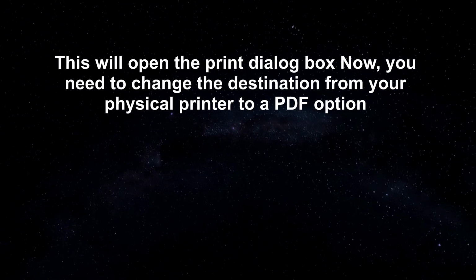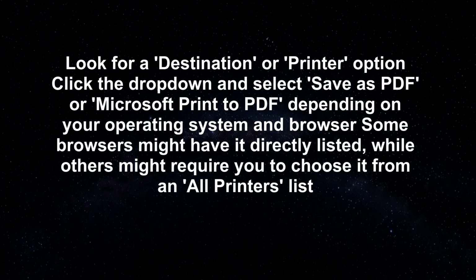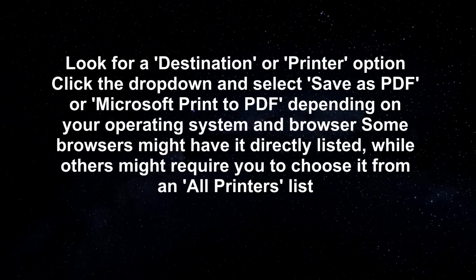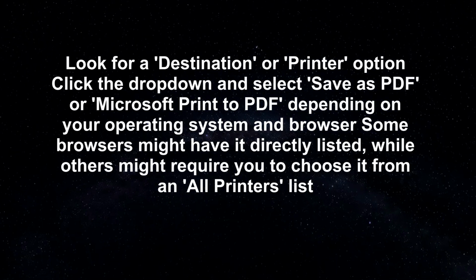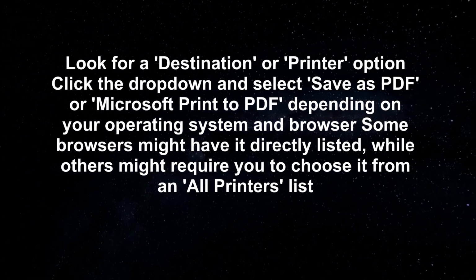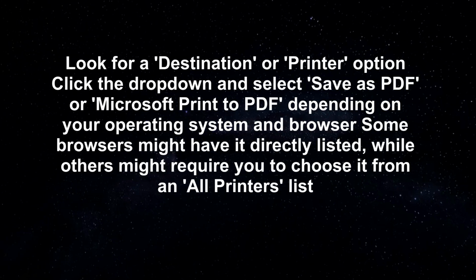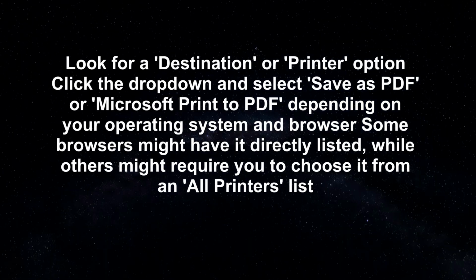Now, you need to change the destination from your physical printer to a PDF option. Look for a destination or printer option. Click the drop-down and select Save as PDF or Microsoft Print to PDF, depending on your operating system and browser. Some browsers might have it directly listed, while others might require you to choose it from an all printers list.